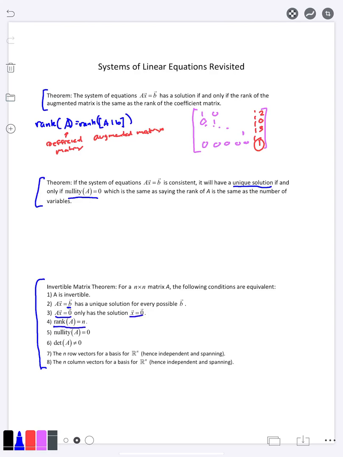Also we can say that the rank is equal to the size of the matrix. We can also say that the nullity is 0, the determinant is non-zero, and then the n row vectors form a basis, and the n column vectors form a basis for Rn. So again, all 8 of these are logically equivalent, which means if you ever have any one of them being true, then all of the rest happen to be true as well for free. Essentially, you just use whichever one you can find out the easiest in a given problem, and then the rest of them would be consequences of that.